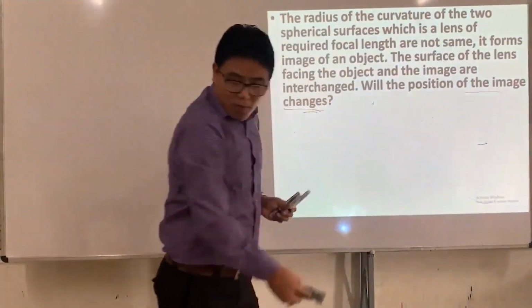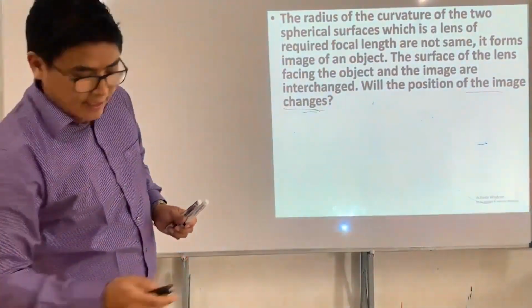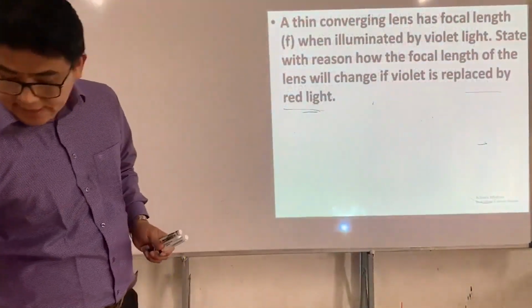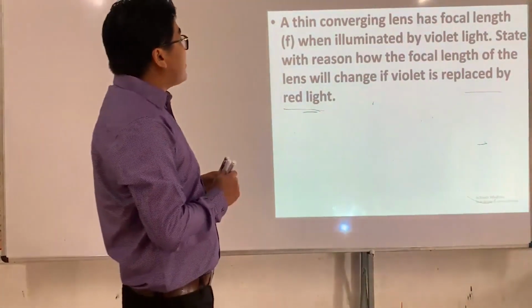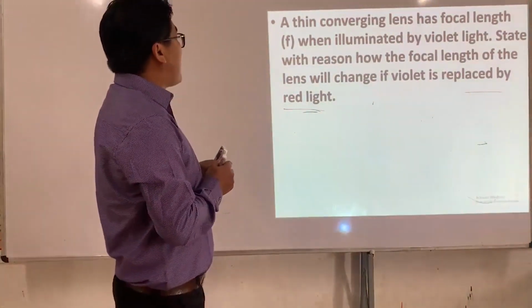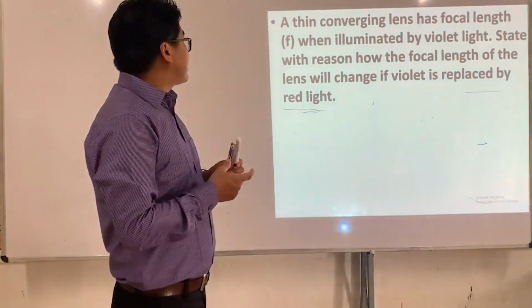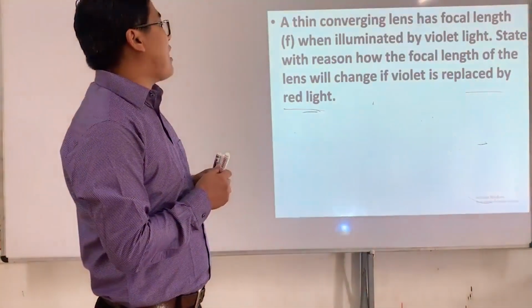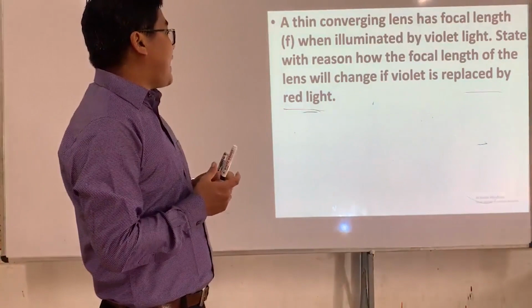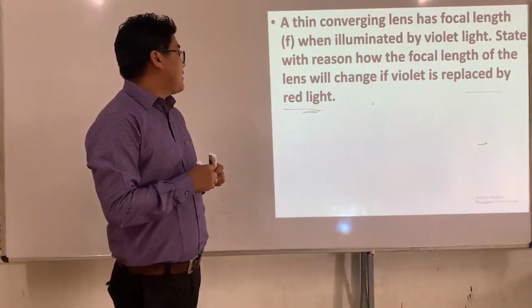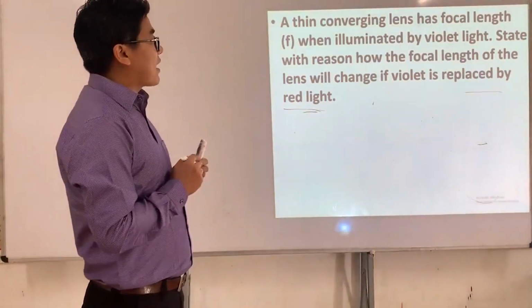Now the second problem I have is this. A thin converging lens has a focal length f when illuminated by violet light. State with reason how the focal length of the lens will change if the violet light is replaced by red.